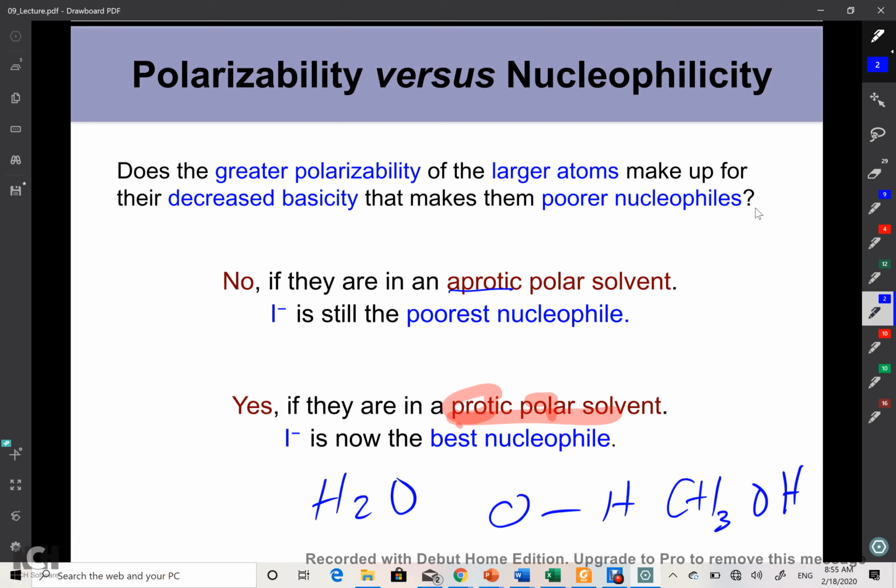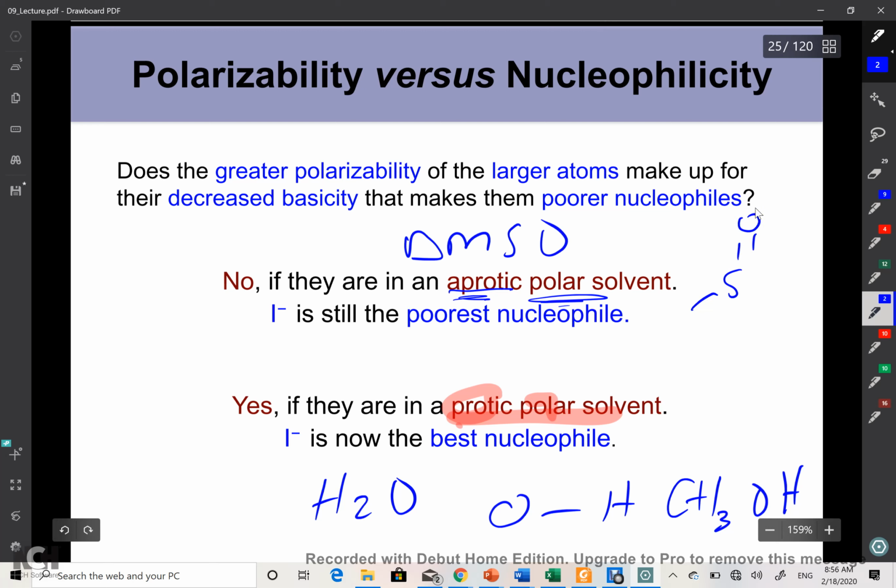But here we're looking at a polar aprotic solvent. They don't have a hydrogen connected to an electronegative group. That's what it means. Solvents that don't have hydrogen connected to an electronegative group, but are polar. An example of such a solvent is DMSO, dimethyl sulfoxide. That's the structure of DMSO.